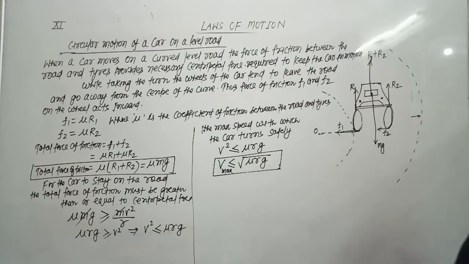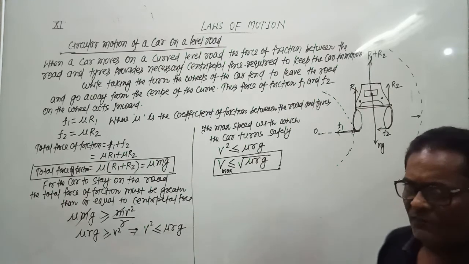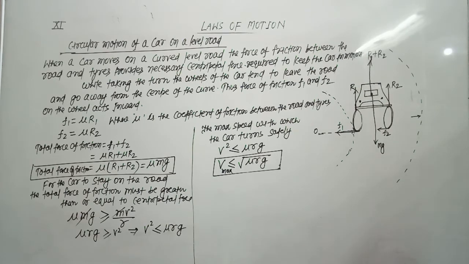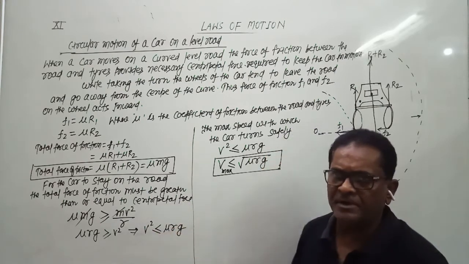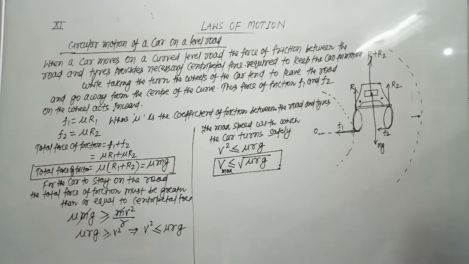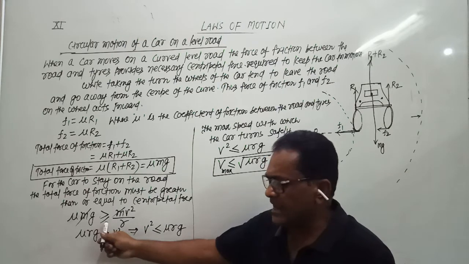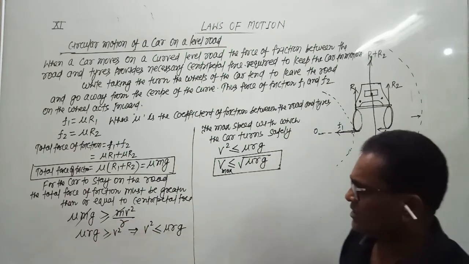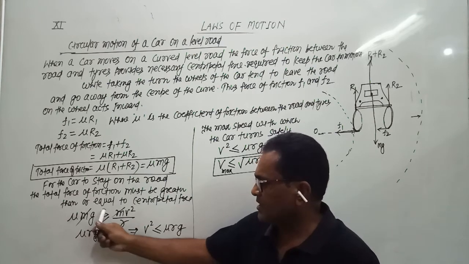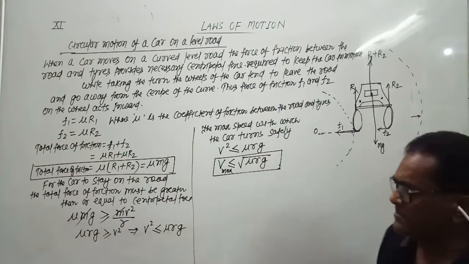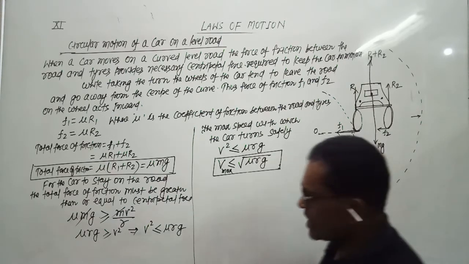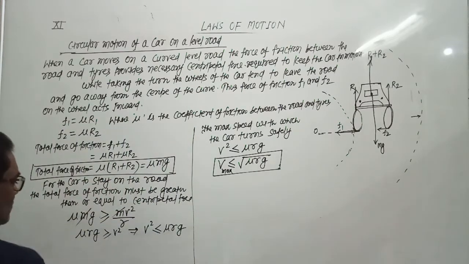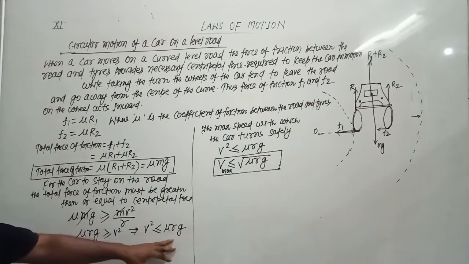Now, for the car to stay on the road safely, the total force of friction must be greater than or equal to the centripetal force. So the total force of friction mu mg should be greater than or equal to mv square by r. From both sides m gets cancelled, and we get mu rg is greater than or equal to v square, so v square is less than or equal to mu rg.